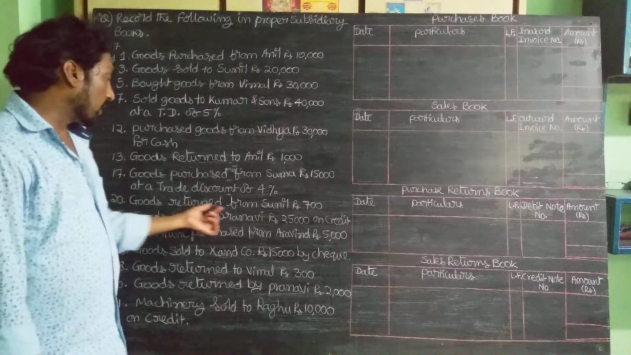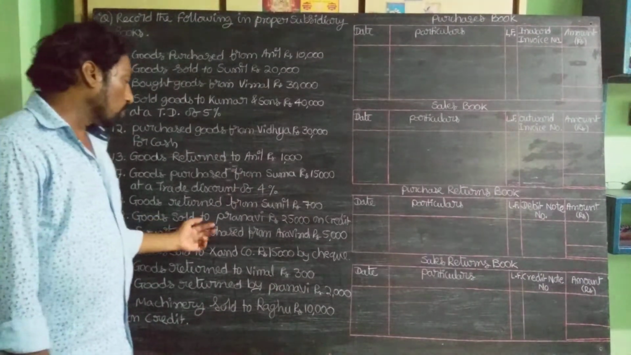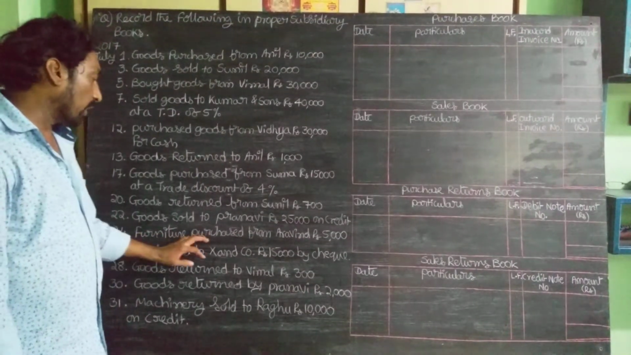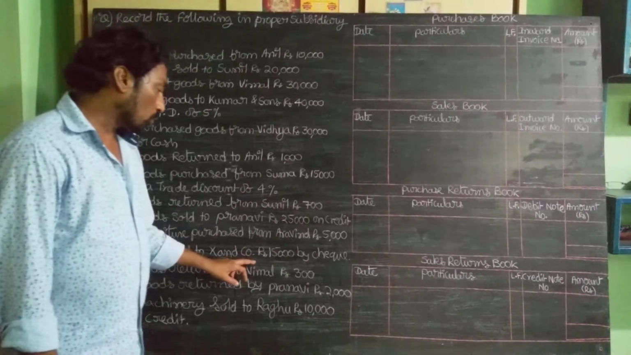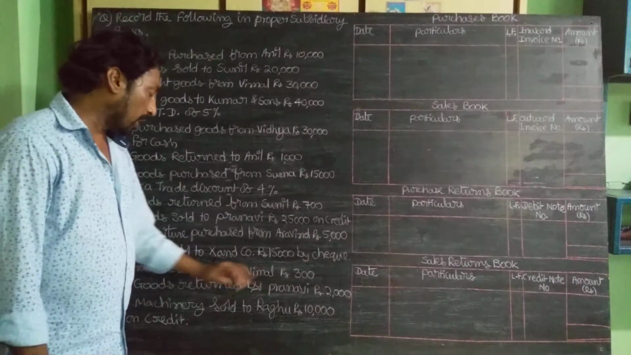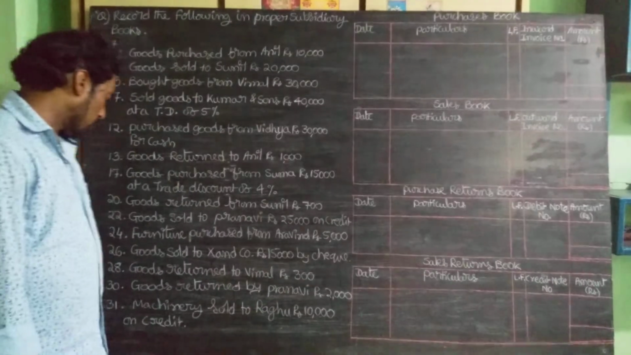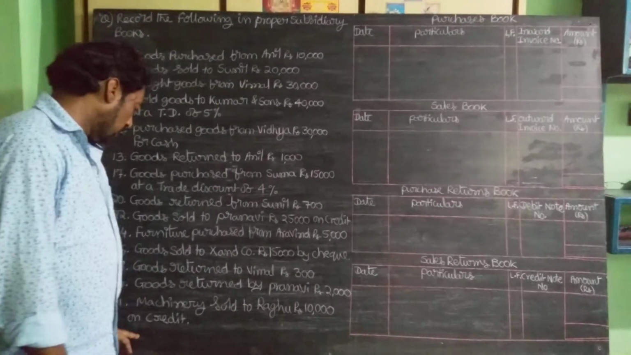28th date, goods returned from Sunil. 22nd date, goods sold to Pranavi rupees 25,000 on credit. 24th, furniture purchased from Arvind. 26th, goods sold to X and Co rupees 15,000 by cheque. 28th, goods returned to Vimal. 30th, goods returned by Pranavi rupees 2,000. 31st, machinery sold to Raghu rupees 10,000 on credit.